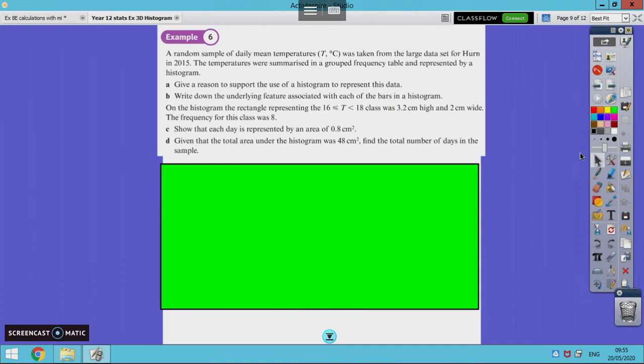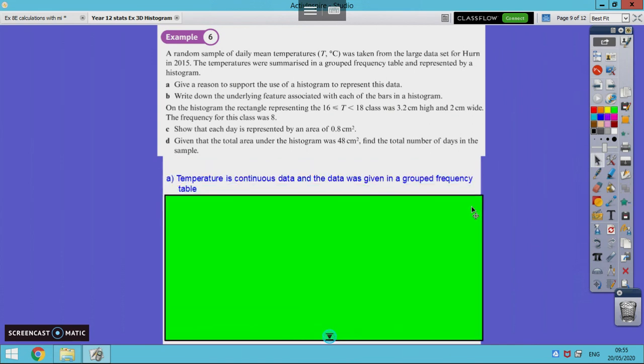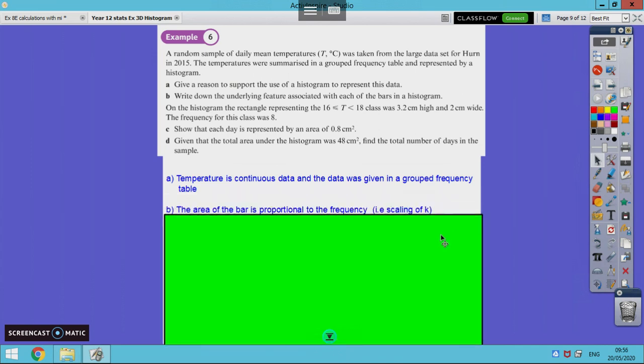This goes back to what I said at the start of the lesson. The temperature is continuous data, for one, and then second reason, the data was given in a grouped frequency table, therefore we can use a histogram to represent it. Part B, write down the underlying feature associated with each of the bars in a histogram. This explains the rule that was different from GCSE to A-level. The area of the bar is proportional to the frequency. That talks about the scaling, okay?